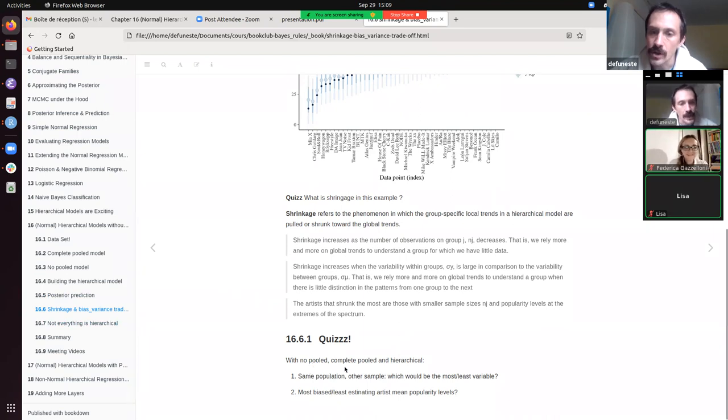With the no pooled, complete pooled, and hierarchical models, we remember all these three kinds of model we used. Let's say we have the same population, but we draw another sample. Which of the three models we used will be the most or the least variable? And the same, which one will be the most biased or the least biased estimator? Biased. No time still, I'll give it to you. No, you try. Do you want to try?